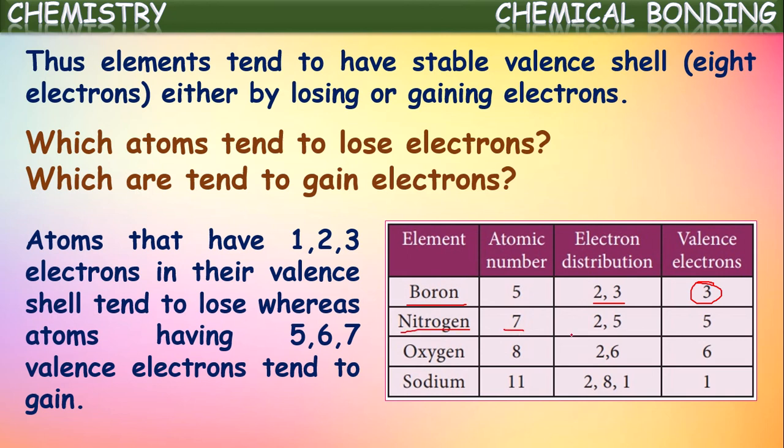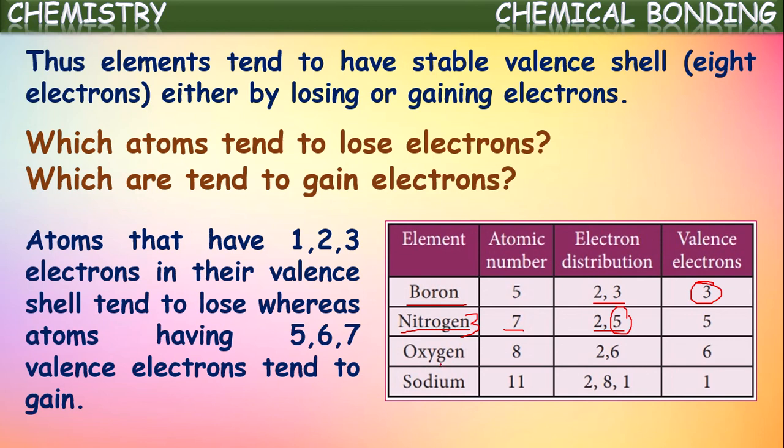If you observe nitrogen, what is the atomic number of nitrogen? It is 7. If you write the configuration, we get it as 2, 5. Its valence electrons are 5. So as valence electrons are 5, it will be ready to gain electrons from other atoms. How many electrons are still needed? It needs 3 more electrons, so that it will get 8 electrons in the outermost shell. So nitrogen will be ready to gain 3 electrons. It will tend to gain electrons.